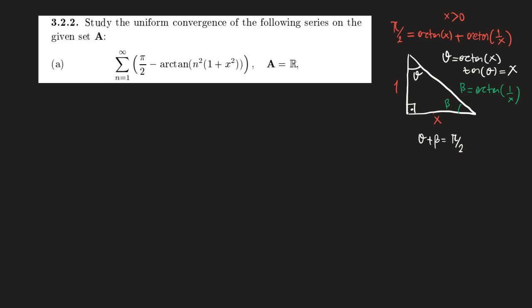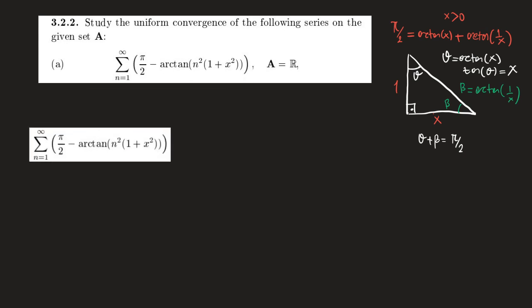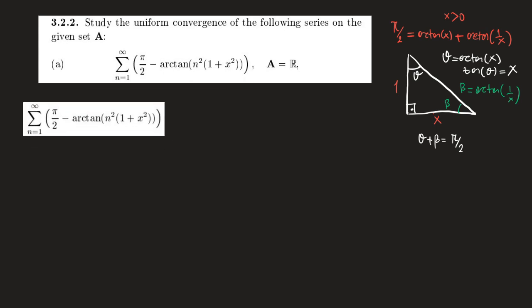So we have this series. Let me just copy and paste here. This is equal to the summation from n equals 1 to infinity. So if you take arctangent x over there, you will have pi over 2 minus arctangent of blah blah, which is arctangent of 1 over blah blah. So this is just arctangent 1 over n square times 1 plus x square.